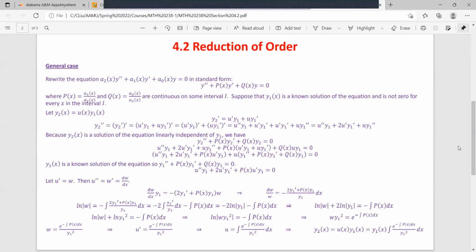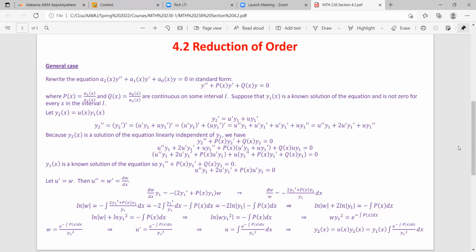Again, we start from the equation a2 of x y double prime plus a1 of x y prime plus a0 of x y equal to 0. So that's a general second order linear differential equation. It is homogeneous. And we will start by rewriting it in standard form by dividing the whole equation by a2 of x, and that of course will require a2 of x not equal to 0 in the domain we consider.